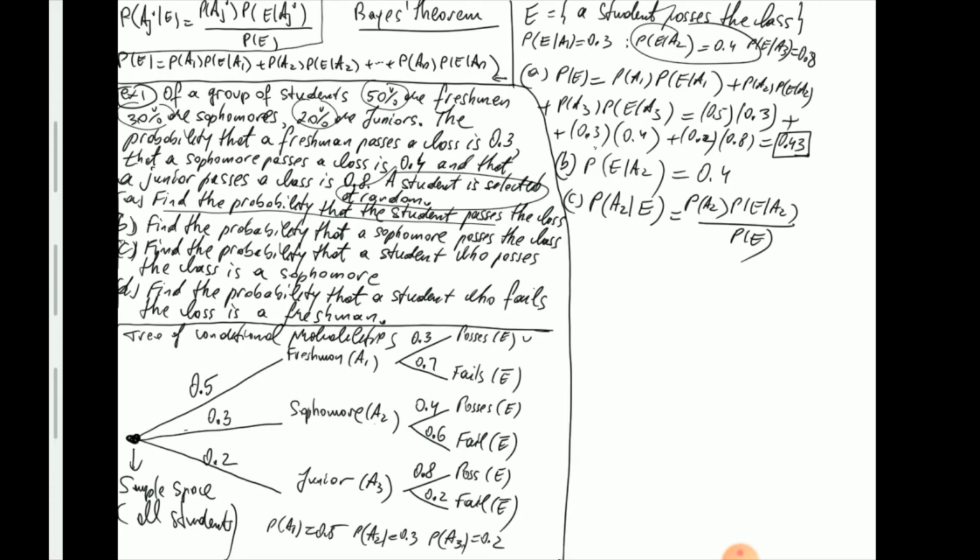Okay, so to answer the question here, P of A2 is going to be 0.3. P of E given A2 is 0.4, which is given. And P of E, we computed before with the second part of the Bayes theorem, that was 0.43. Use the calculator and this should be 0.279.